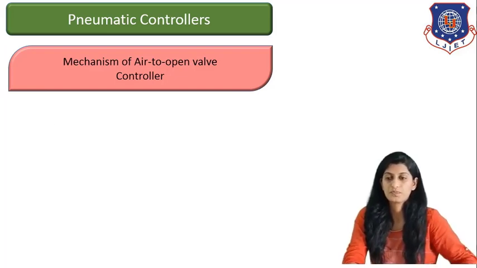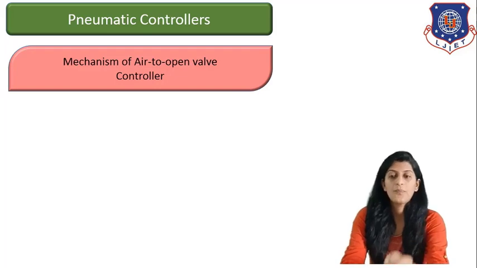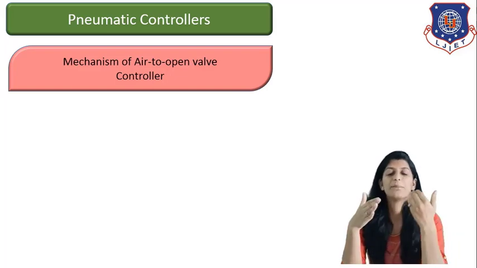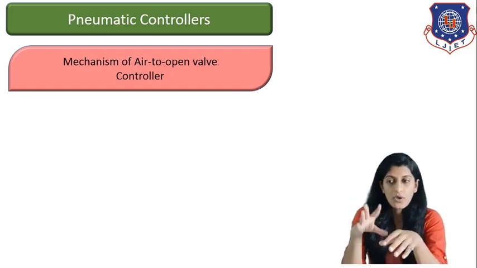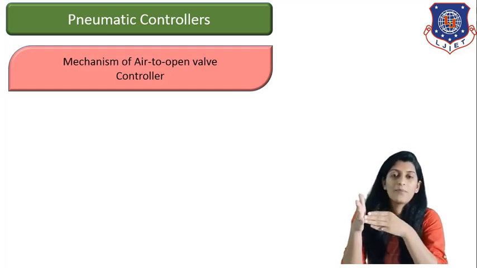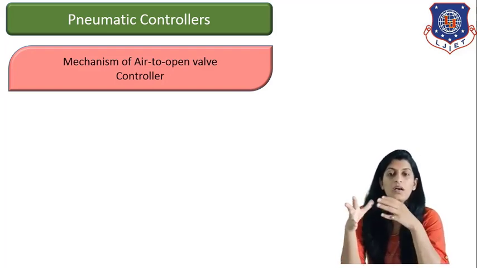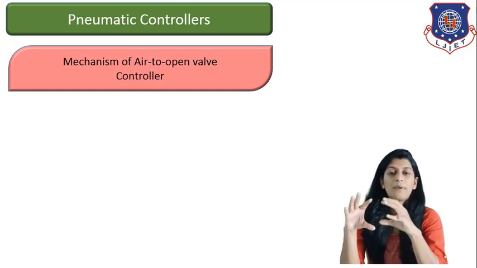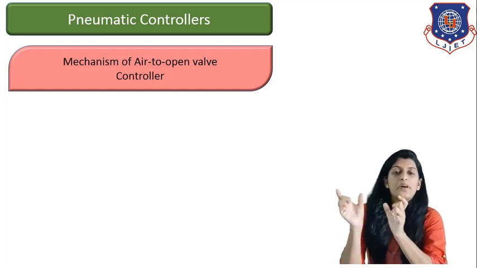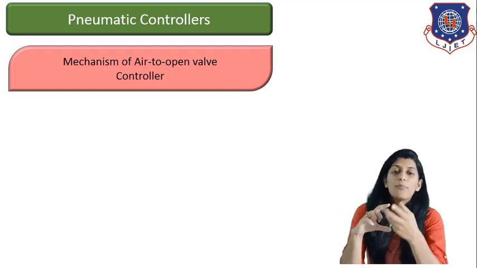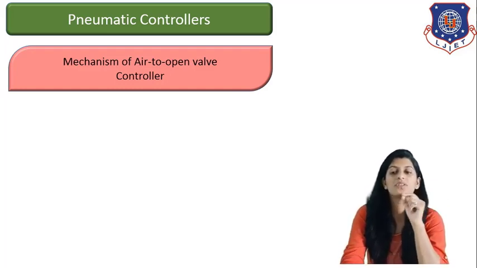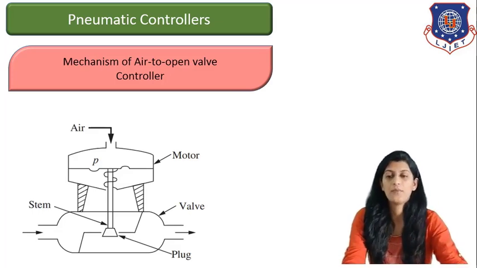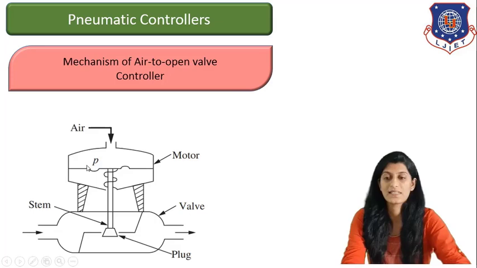Now, coming back here, as the name suggests, air to open: if you supply air into the controller, flow will start, or the valve opening will open. The opening between the two chambers of the valve can be opened if you supply air into the controller, right? So, let's see the schematic diagram of this particular control system, as you can see here.